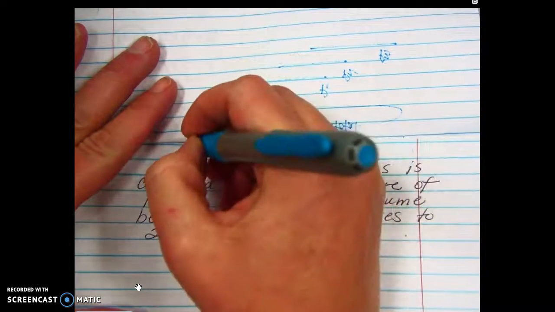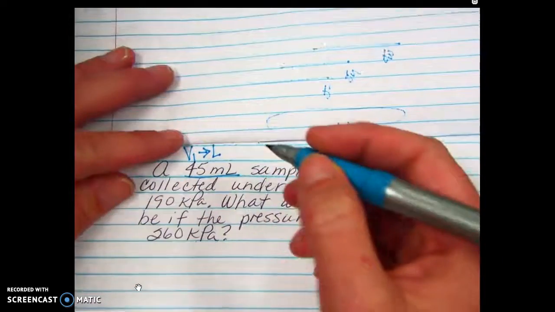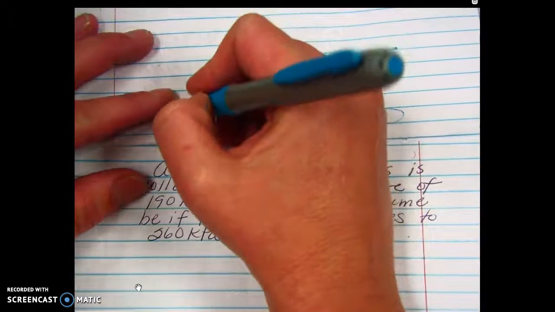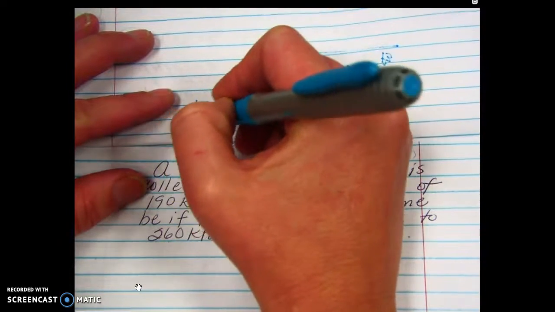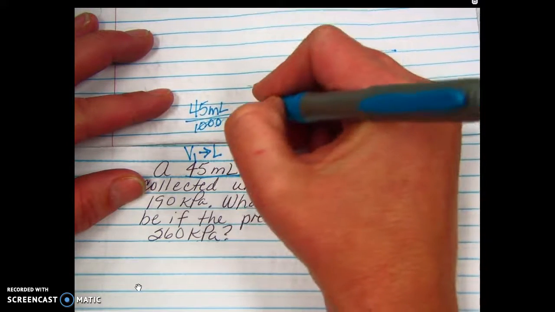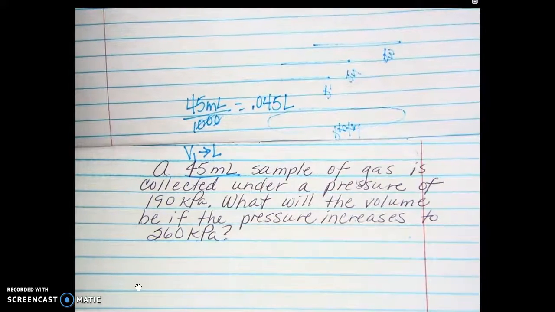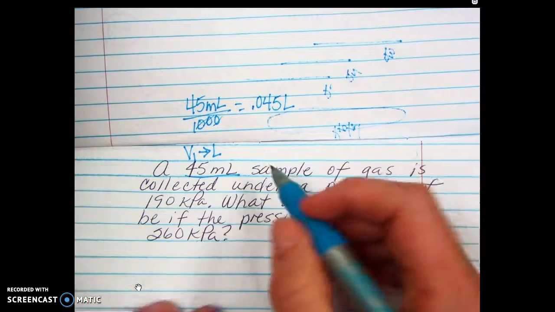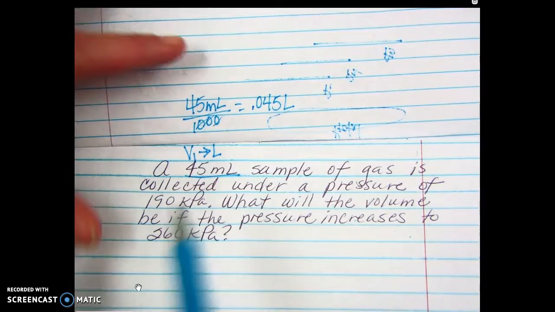This is my volume 1, and I want to put it in liters. Again, like I was showing on that other problem, 45 milliliters will be divided by 1,000, which is the same as moving my decimal 3 times, so 0.045 liters. Okay, and we're going to always change to liters because once we get to the ideal gas law, our answer will be incorrect if we're not in liters.